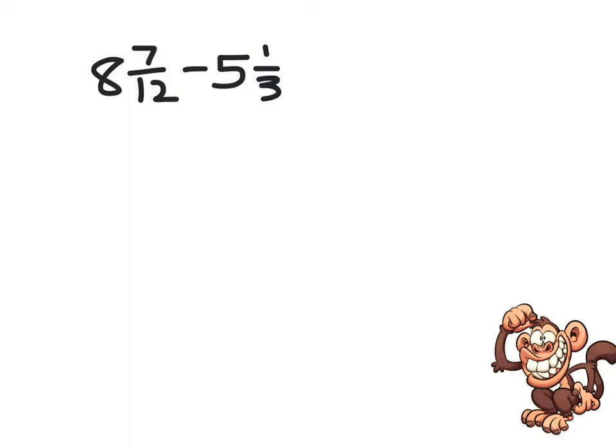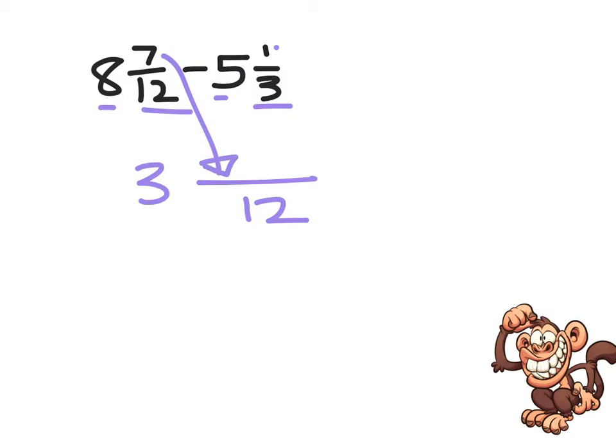Second question, take away, is exactly the same. Deal with the whole numbers. 8 take away 5 is 3. Oh look, it's 12s and 3, so again it's 12 on the bottom. Move the 7 down, change the 1, do the subtraction, and once again there's a little bit of simplifying at the end.